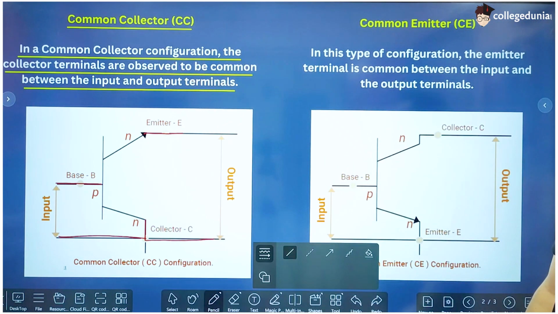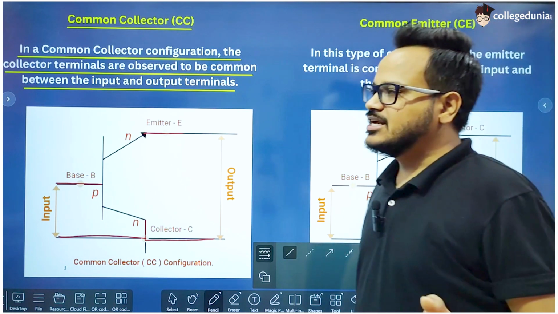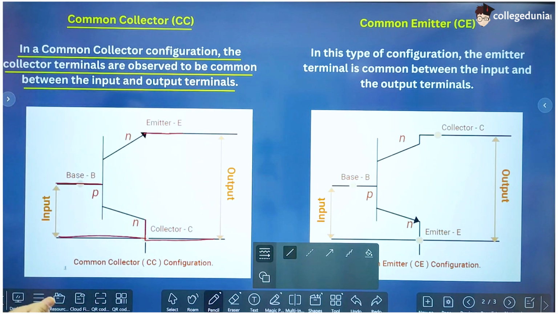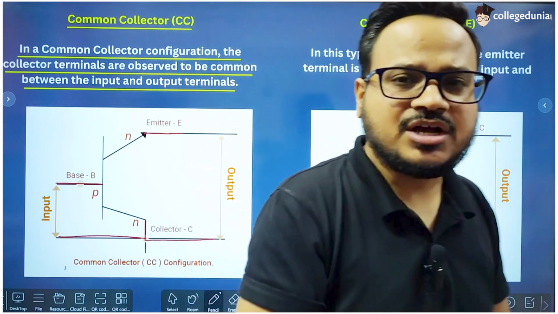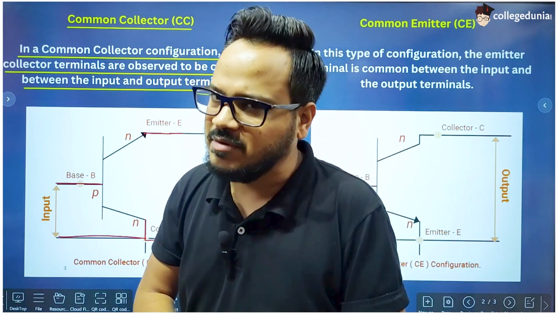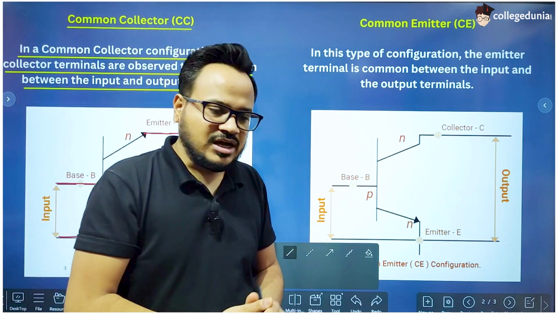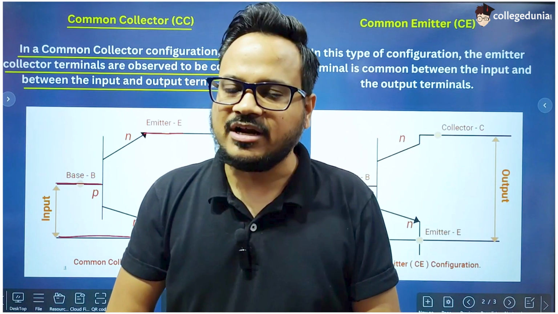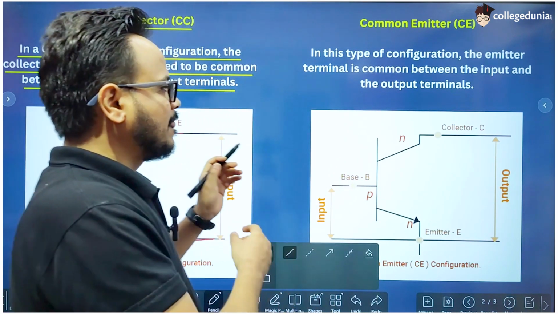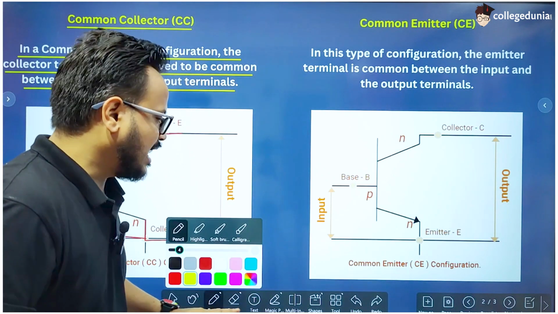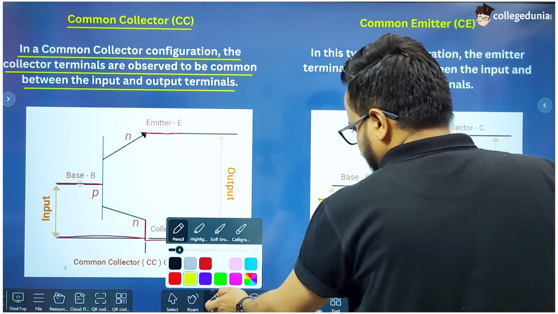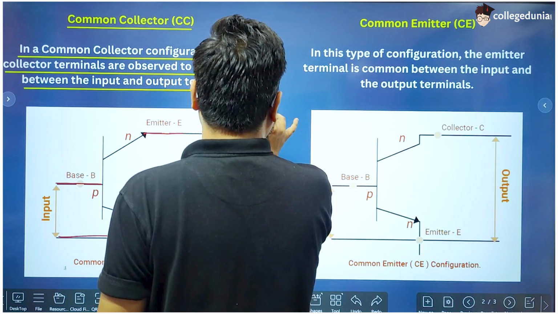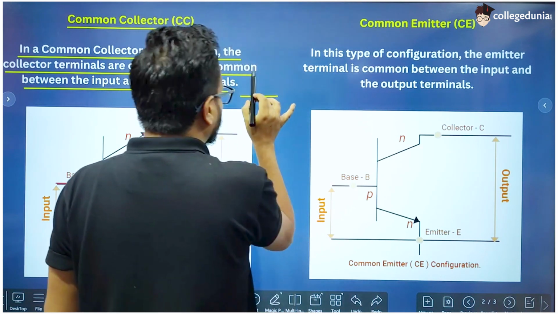All these configurations have separate uses. Common base configuration is used in amplifiers. Common emitter configuration is also used in amplifier. There is a difference in the amplification. When the transistor is used in common base configuration in amplifiers, the amplified voltage is in the same phase. But when the transistor is used in common emitter configuration in amplifiers, the amplified voltage is with a phase difference of 180 degrees, pi radians.